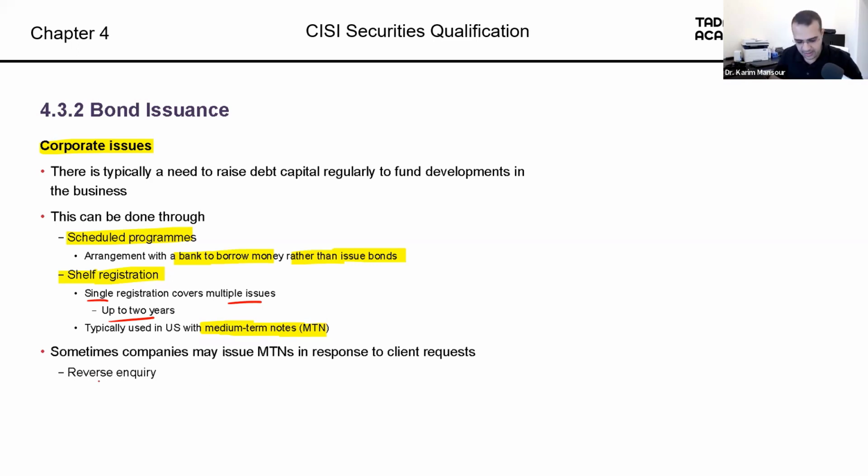So certain bonds are issued when investors request them. This is called a reverse inquiry. Reverse inquiry is when bonds are issued at the request of a client under a single shelf registration.